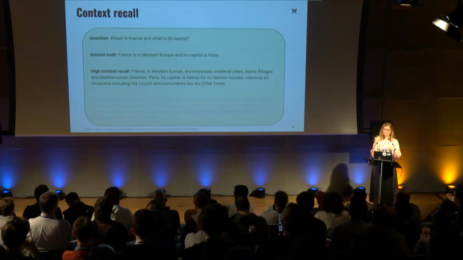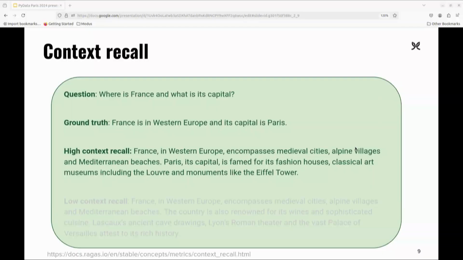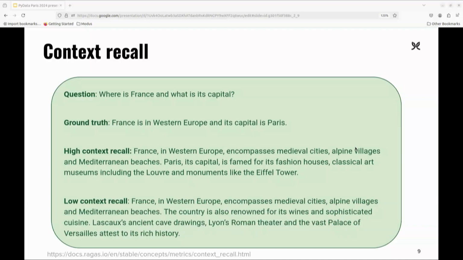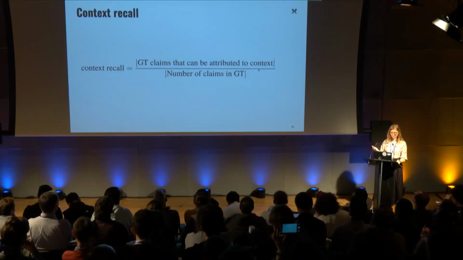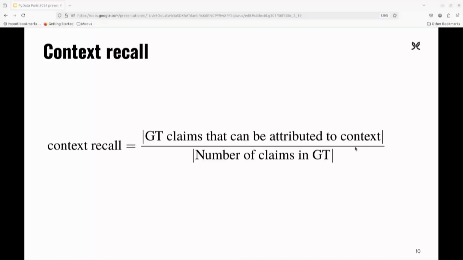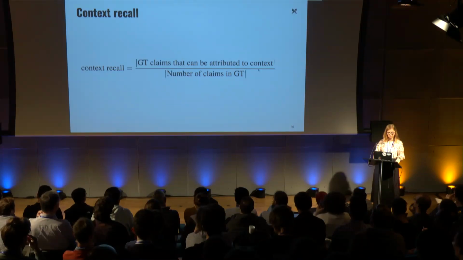The answer with high context recall says France is in Western Europe, and so on, and Paris is its capital. So we are all good. But the answer with lower context recall says France is in Western Europe, but we have no mention of Paris anywhere. The formula for computing context recall is the number of ground truth claims that can be attributed to the context, compared to the total number of claims in the ground truth.